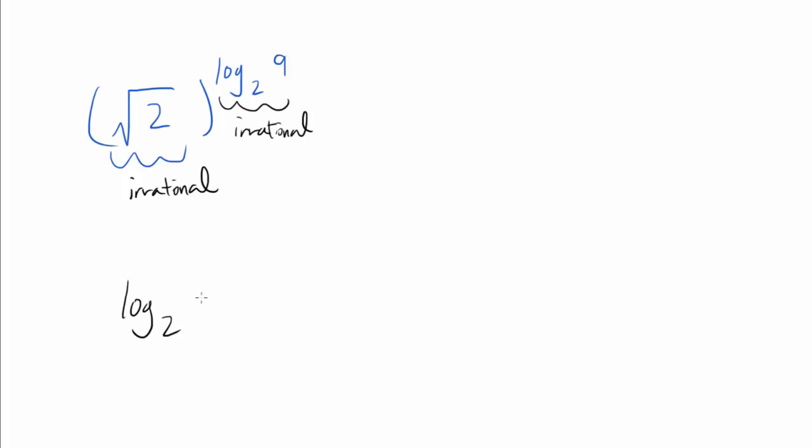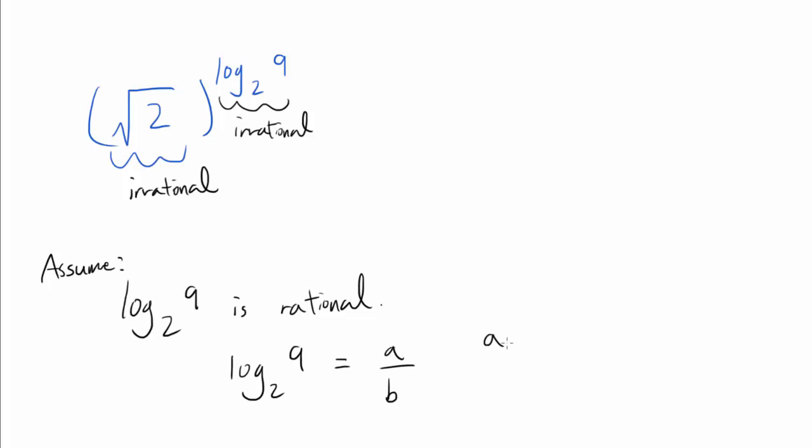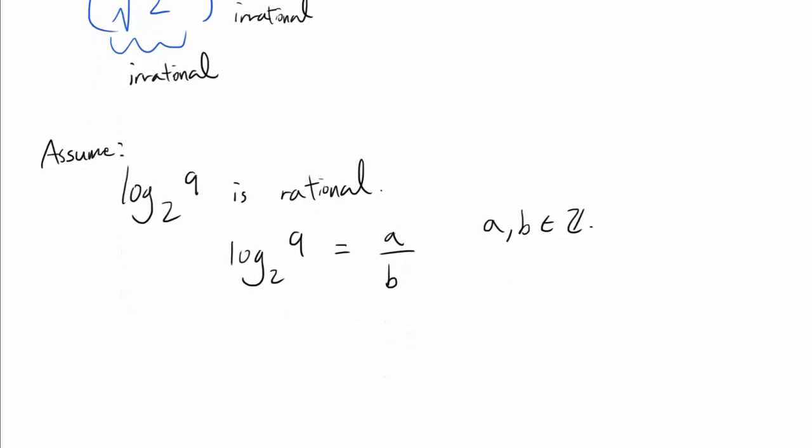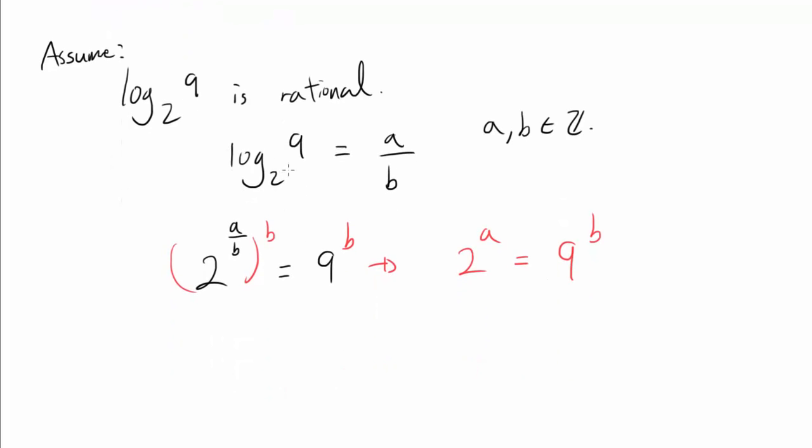So let's assume that log base 2 of 9 is rational, and we are going to show that that leads to contradiction. So let's assume that log base 2 of 9 can be represented as a over b, such that a and b are integers. So in this case, we know 2 raised to a over b gets us 9, which is telling us that 2 to the a power is equal to 9 to b power. Raising both sides by b power gets us that 2 to the a is equal to 9 to the b. And because log base 2 of 9 is positive, we know a and b can be assumed to be positive integers. So we have 2 to a positive integer being equal to 9 to a positive integer.